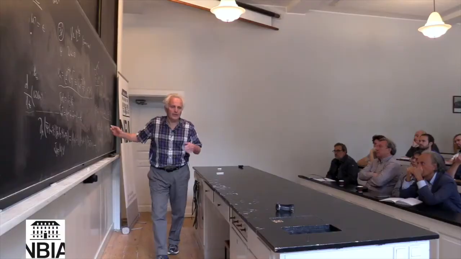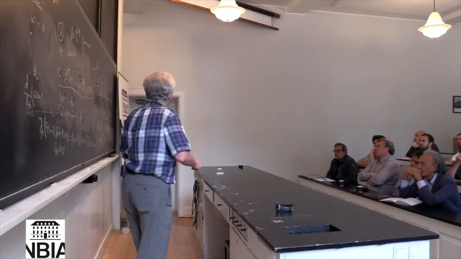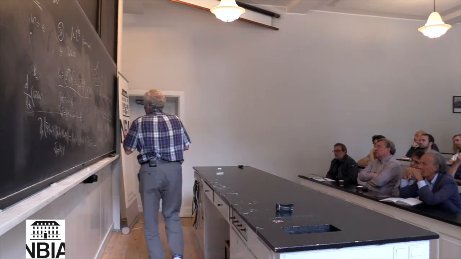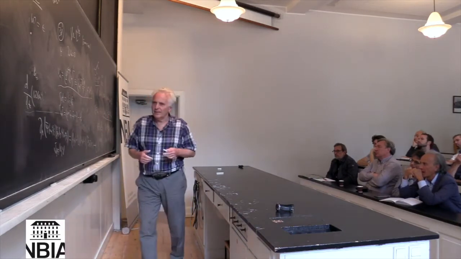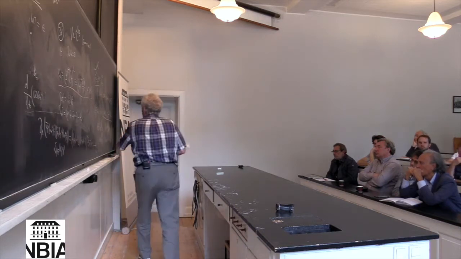So the Kolmogorov index is 5/3, while this one is different. So that's a tempting direction, I think. But I will move on now to something else.